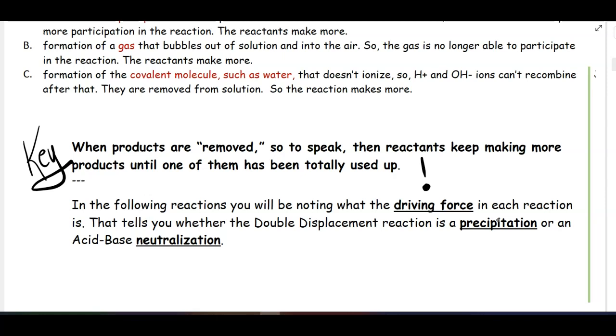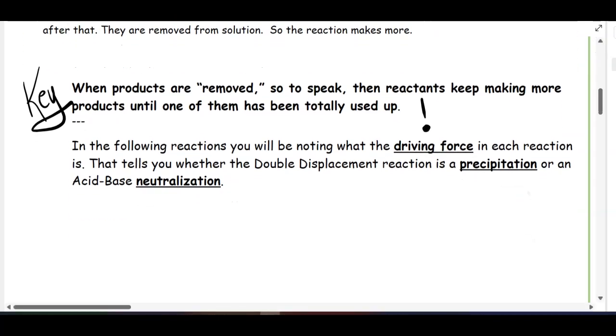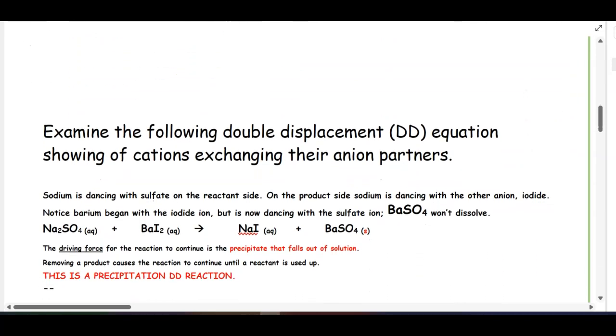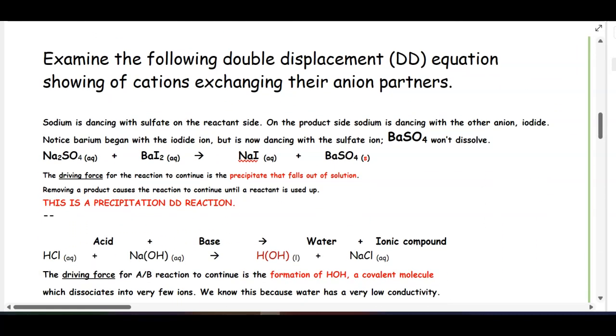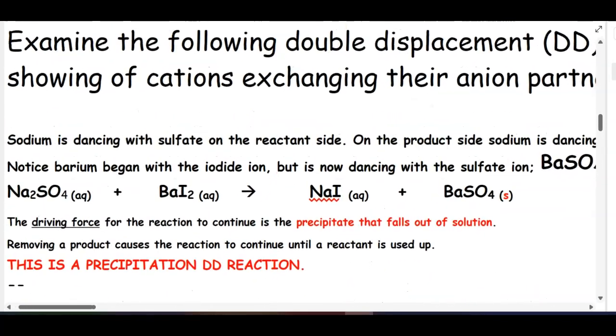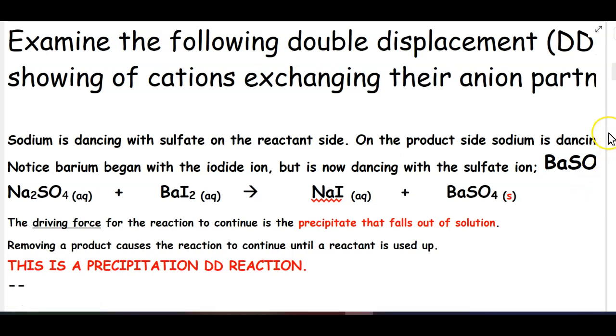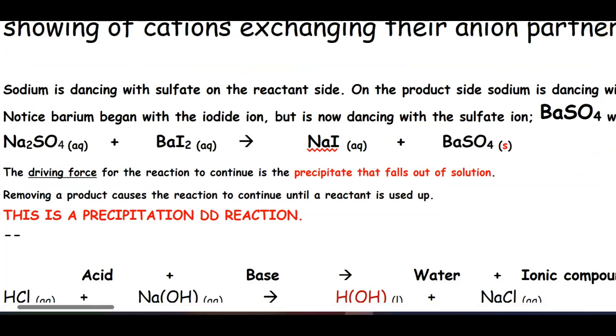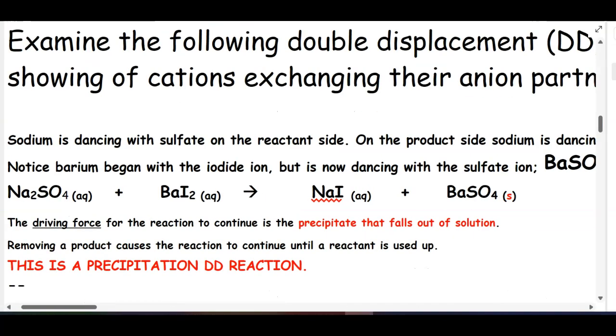So in the following reactions, you will be noting what the driving force in each is. That'll tell you whether it's a precipitation reaction or whether it's an acid-base neutralization. All right, so here's an example. I'm going to make this absolutely as big as I can. You know what? It's not letting me change the size, so I'll do it like this.